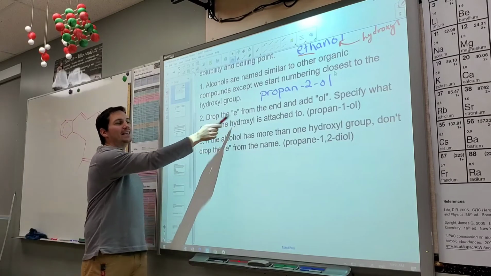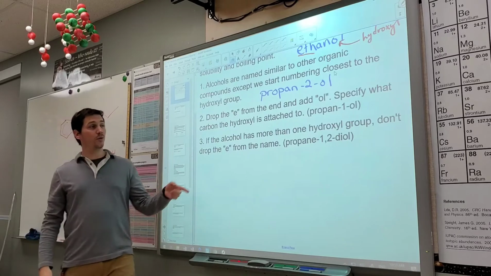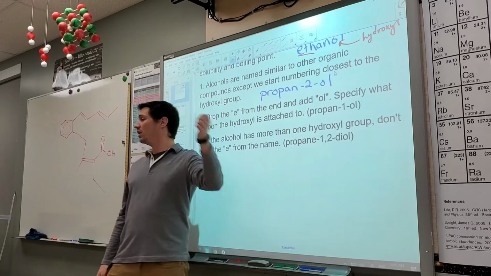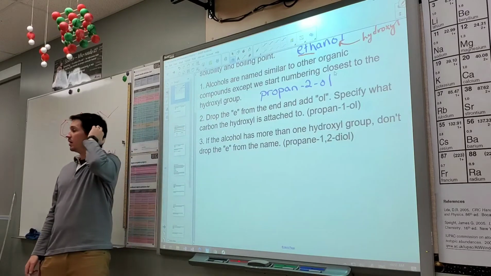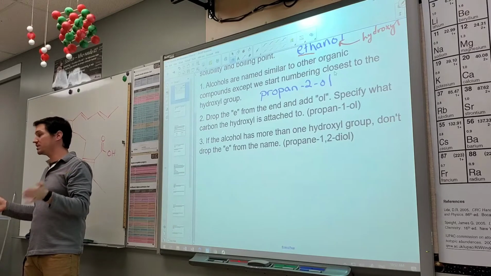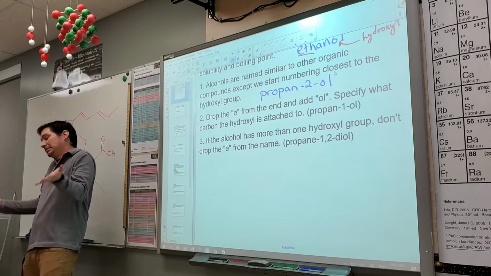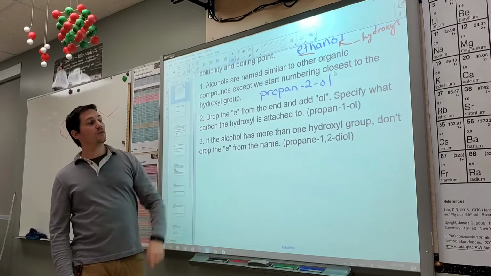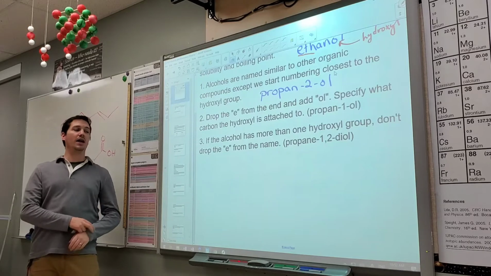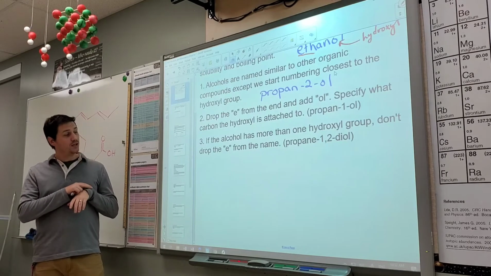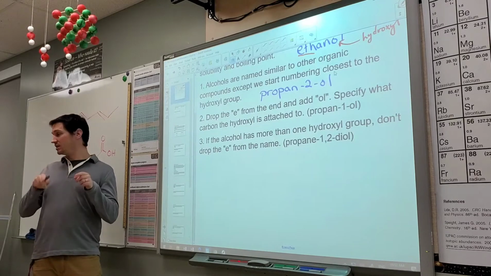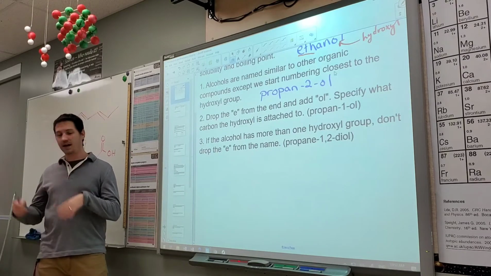We dropped the E from the end, so hopefully you've noticed it's not propane-2-ol, it's propan-2-ol. And I don't know why that is. I really sincerely don't. I think they had to decide on an arbitrary set of rules and they decided, let's add another rule on here. Drop the E from the end and we add -ol. Specify the carbon the hydroxyl is attached to. If the alcohol has more than one hydroxyl group, don't drop the E. Then tell me where they both are and say diol, triol, tetraol, that kind of thing.